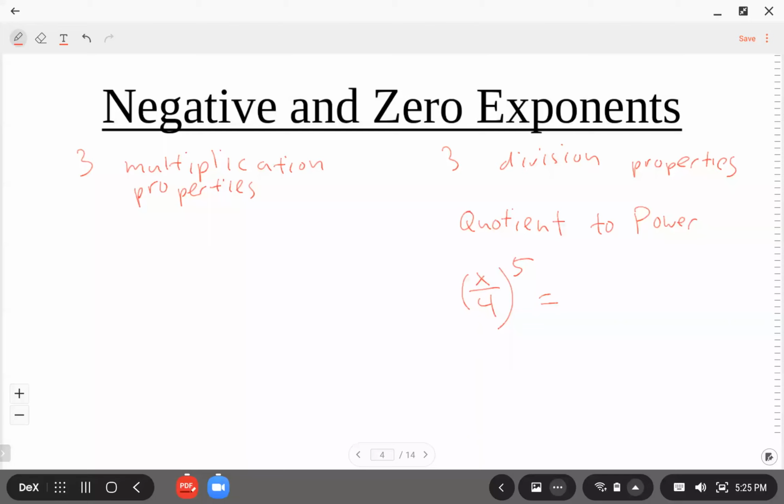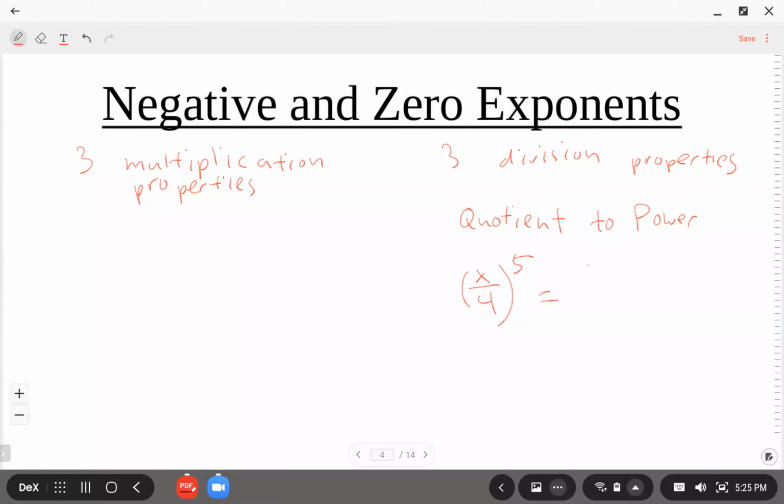Anyways, remember, what did we do to product to power? You raise everything in the parentheses. And this is the same thing. Quotient to the power, raise everything in the parentheses to the power. So 4 to the 5th, and I don't have that off the top of my mind, so I need to use my calculator. 4 to the 5th, wow. That's going to be 1,024. So that is going to be our answer. Remember, raise everything in the parentheses to that power.